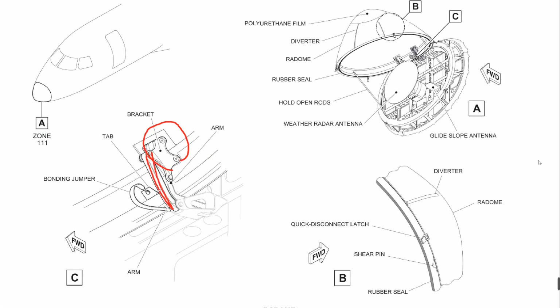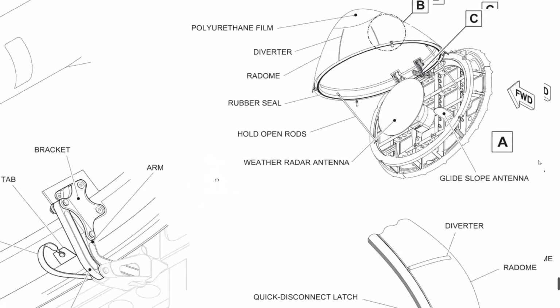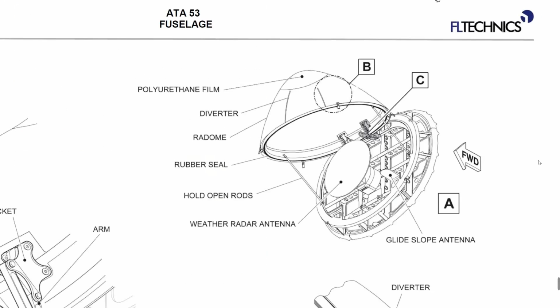We have a tap, which is a kind of secondary structure to connect this bonding jumper, which will transmit this accumulated static charge from the radome surface to the structure, to the fuselage actually. Have a look. This is our fuselage in open position.